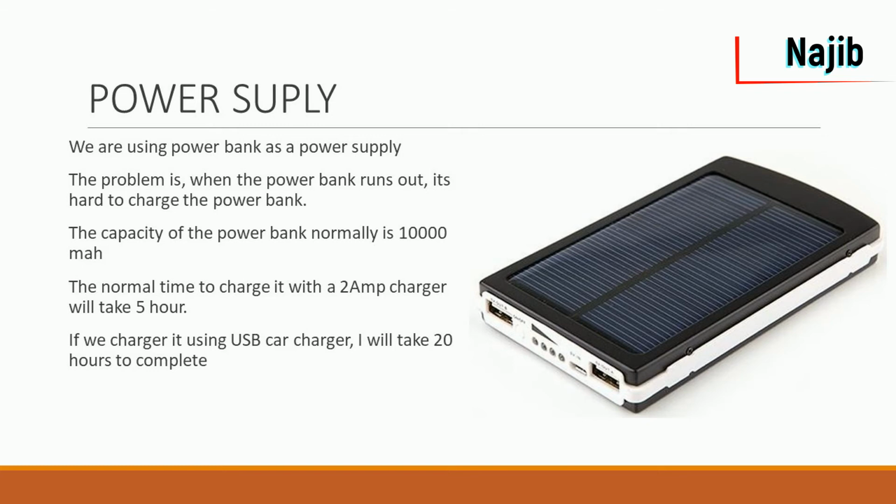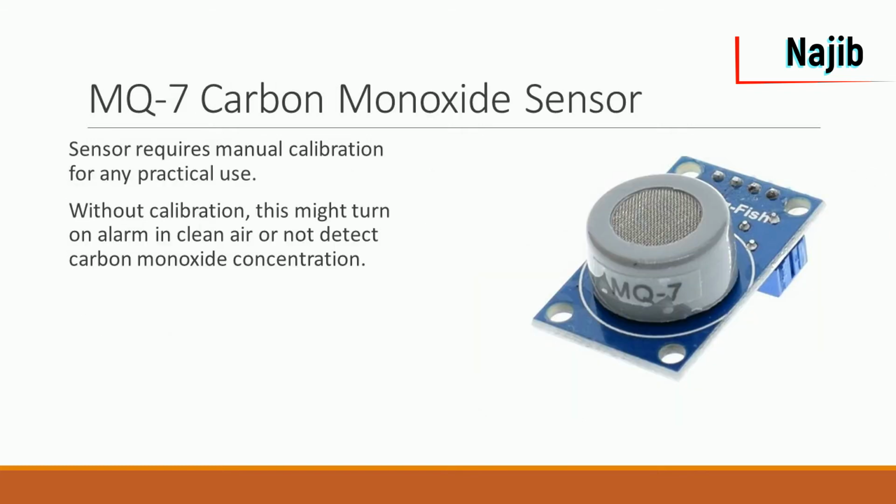is only 0.5 ampere. Second is the carbon monoxide sensor. These sensors require manual calibration for any practical use. Without calibration, this might turn on the alarm in clean air or not detect the carbon monoxide concentration.